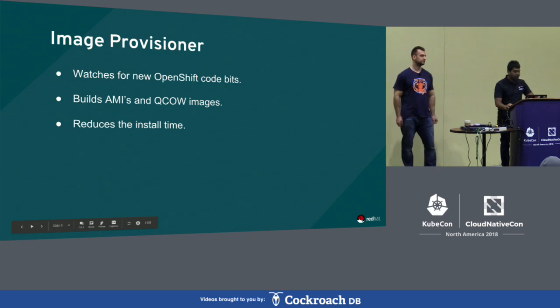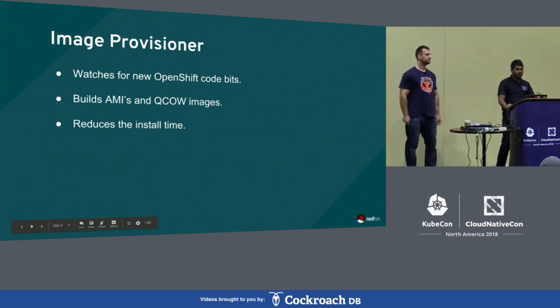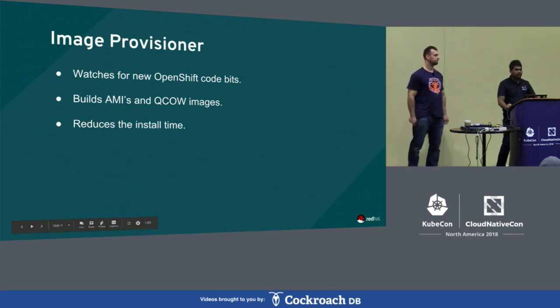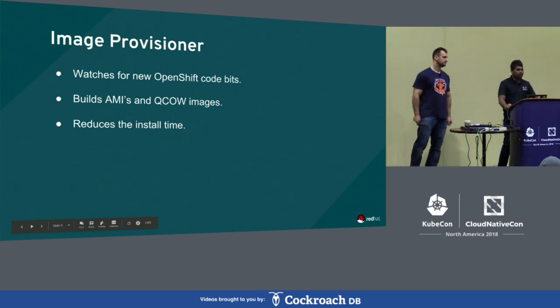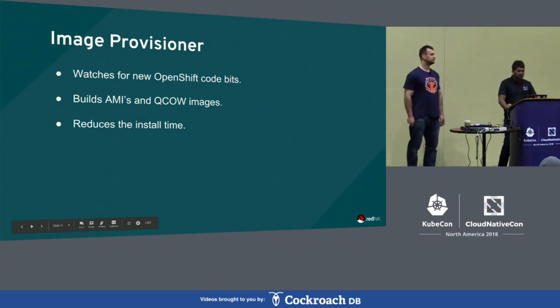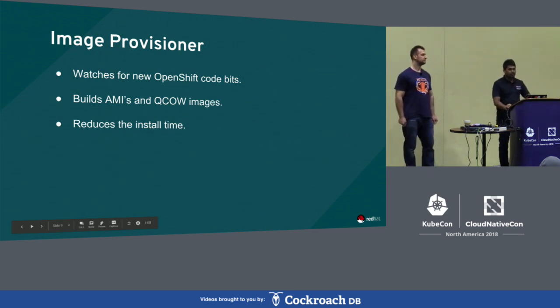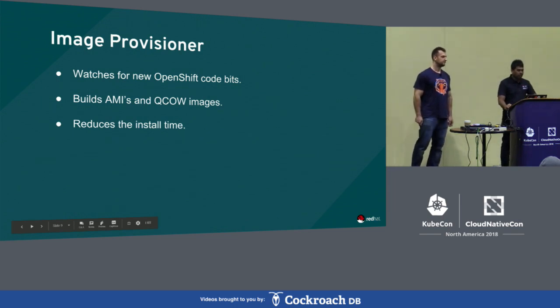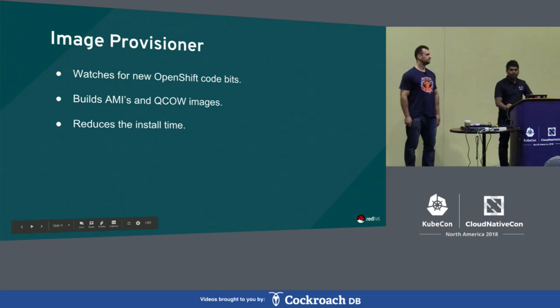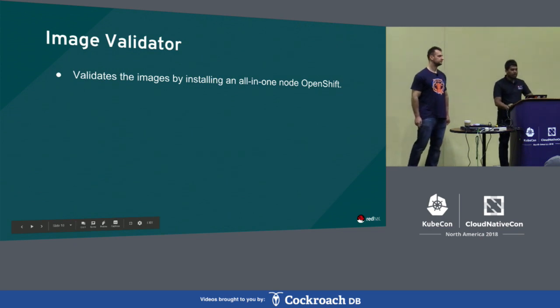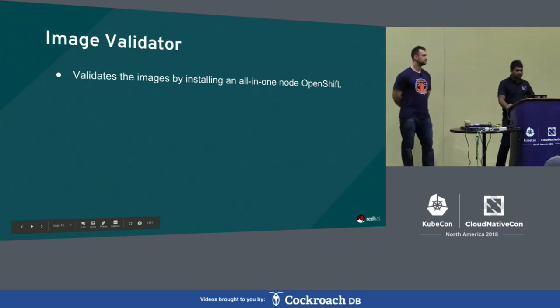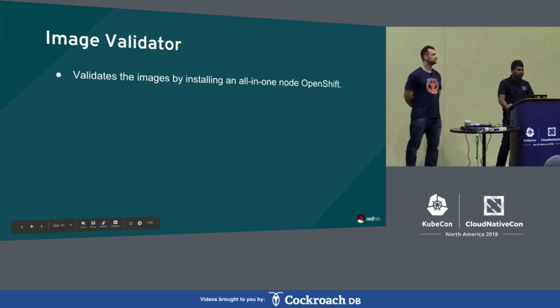The first job in the pipeline is the image provisioner. This job watches for new OpenShift code bits and builds AMIs and QCows with various packages, configurations, and container images baked into it. By doing this, it reduces the time taken by the installer to build out an OpenShift cluster, as the installer need not fetch any packages or container images over the network during install time. This job has support to build images based on both RHEL and Atomic. Once the image provisioner is done building an image, it calls the image validator job. This job validates the image built by the image provisioner by installing an all-in-one node OpenShift cluster. So at this point, we can be sure that the image is good.